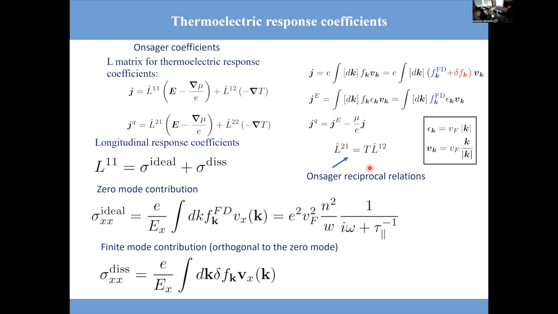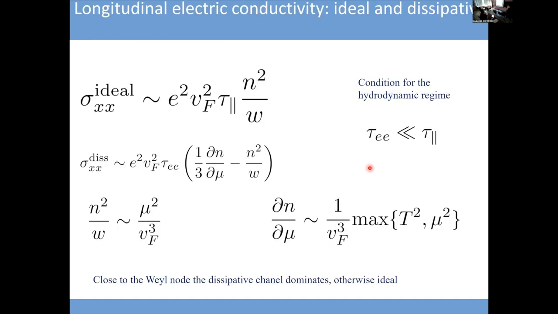And well, semi-metals, I'll not go into the detail. I'm just mentioning that there's a part which is carried by the ideal part of the process and a dissipative part of the processes. And now you will see that close to the Weyl node, the dissipative channel starts to dominate over the ideal part, if you're interested in the electric conductance, and that's precisely because of the reasons we discussed, that the role of zero modes changes. Sorry, maybe again it's a terminology. So sigma xx is dissipative, the real part, always.